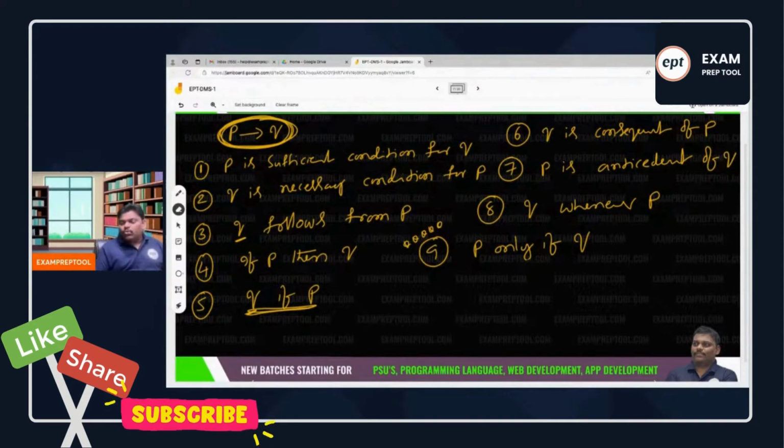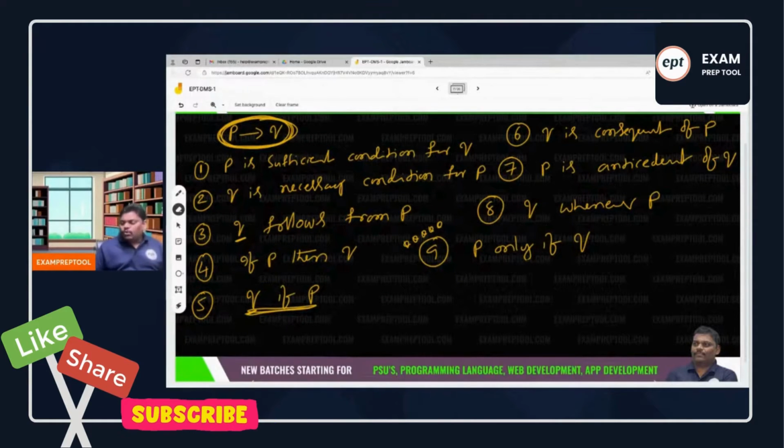P implies Q can be read in these many ways. If anyone is confused, I didn't say anything. I just wrote them one by one. No confusion. Some students are saying, sir, I am not getting it. I just wrote one by one. P implies Q can be read in these many ways.